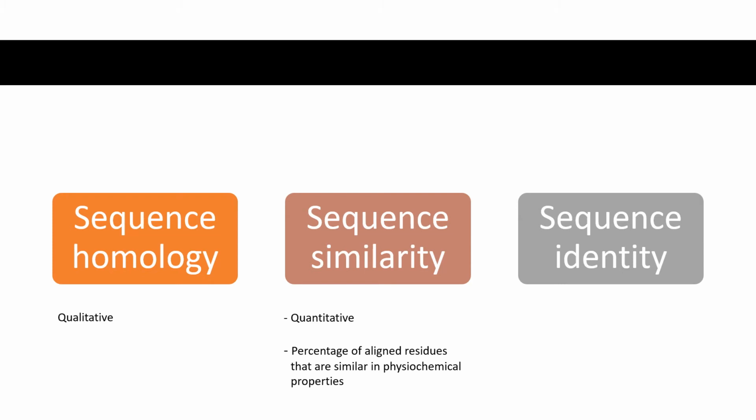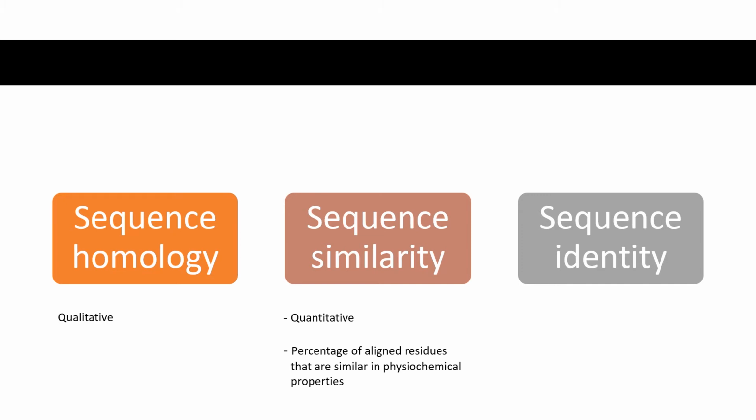So before moving towards the tools for sequence alignment, I just want to make clear the concept of sequence homology, sequence similarity, and sequence identity. These are terms that you might read somewhere, or in some papers. Sometimes these terms are used interchangeably, but there's a slight difference. Each term is distinct and has its own meaning.